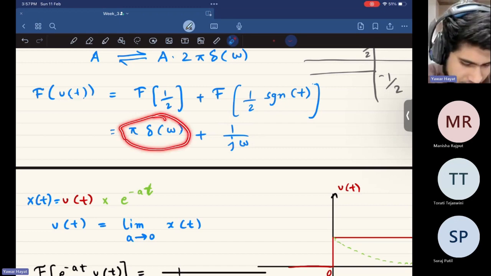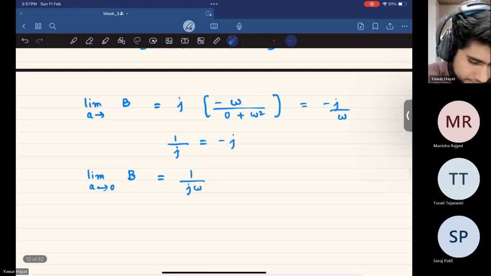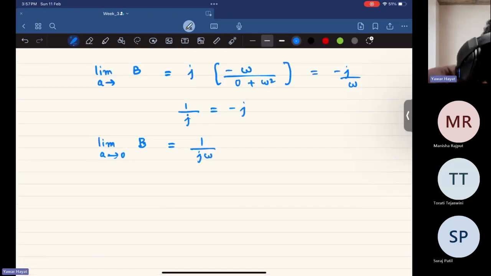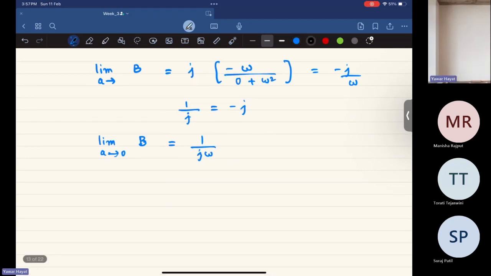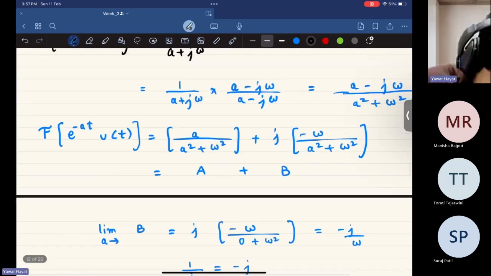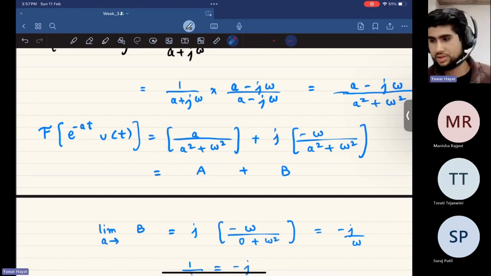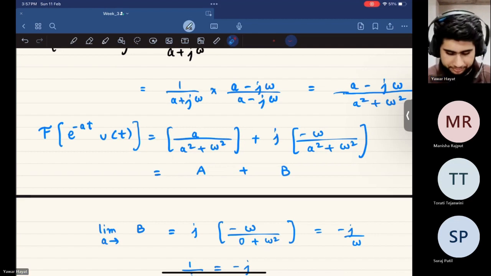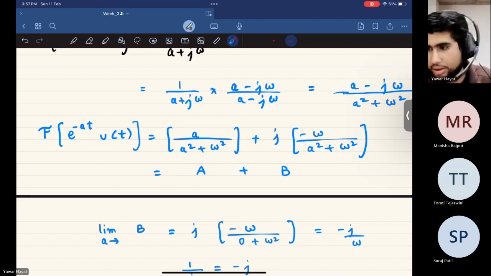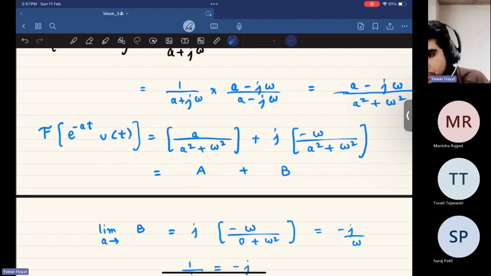What about this part? We are interested now in finding the limit a tends to 0 of capital A. What is the limit a tends to 0 of this expression? Anyone would like to comment what should be at least the behavior of this?